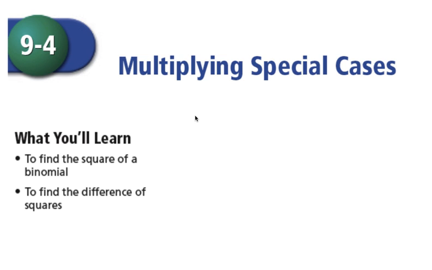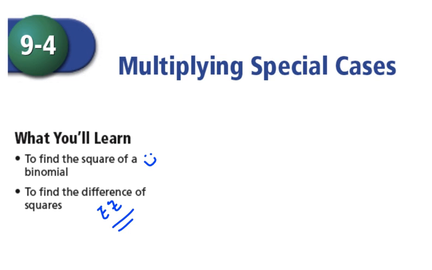9 for multiplying special cases. All right, so we have two objectives with this section. Find the square of a binomial. This is something you are going to love and want to know. This will make your life so much easier down the road. And then find the difference of squares. This one is easy. So easy, I didn't even spell easy correctly.